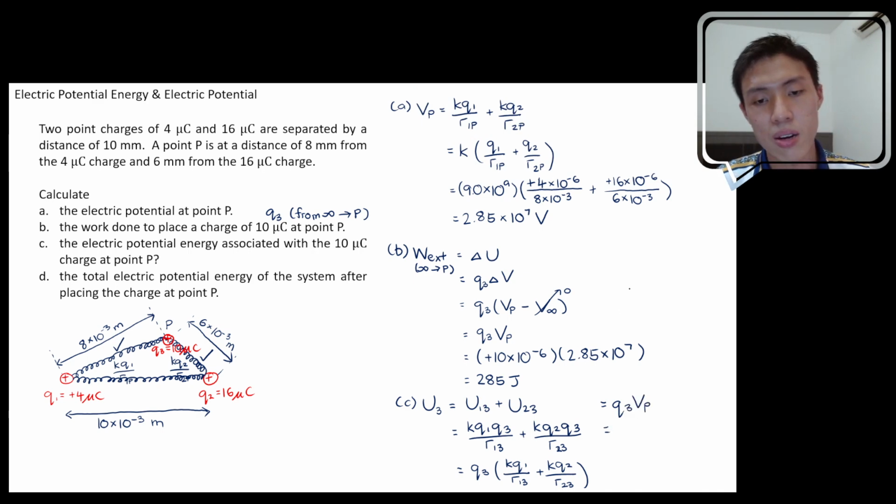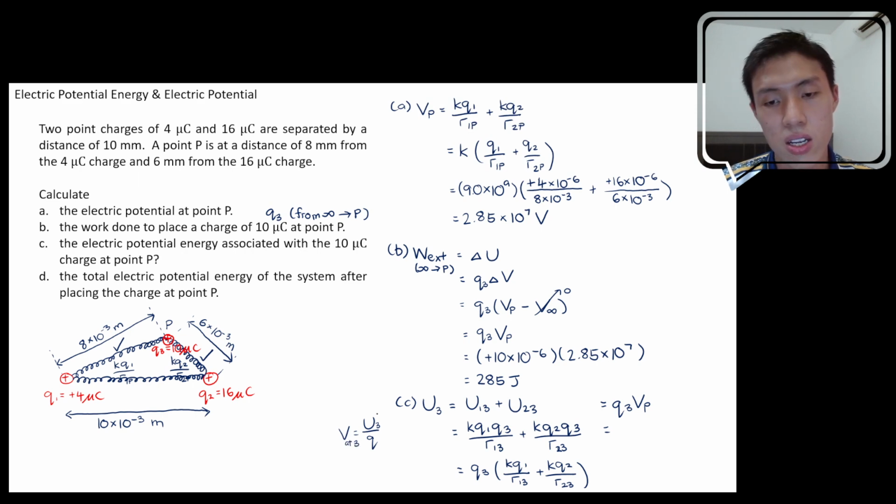A simpler way of looking at it is you can recall the equation V equals U divided by Q. So the U of 3 will be related to the V at 3. The V at 3, the electric potential at Q3, is at the position P. So the V at P equals U of 3 divided by Q3. From this idea, you get this equation over here, which is U3 equals Q3 multiplied by VP.